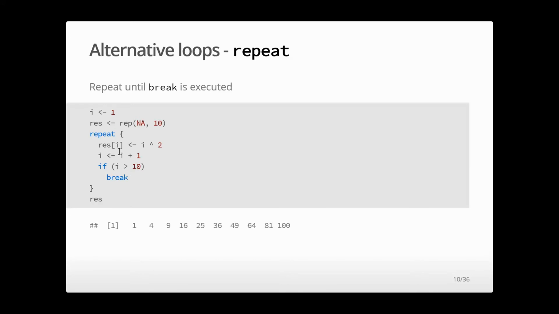In this case, it keeps squaring the values of I, and then it iterates I from 1 to 2 to 3, and then I is 7. Is I greater than 10? Nope. We're going to keep running the loop. Finally, when I gets to 11, it's going to say, is I greater than 10? Ah, yes, it is. Then it executes the break. The break tells it to stop the loop, break out of the loop. And that's a repeat loop.